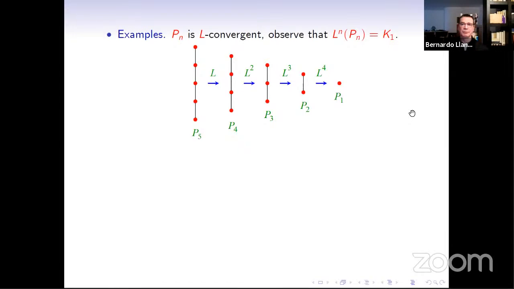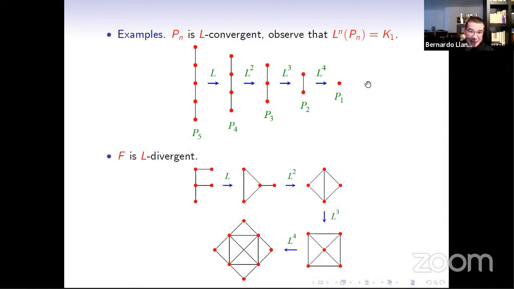For example, again, for the line graph, you can see that the paths are convergent because you can apply and apply and apply n times the L operator, and you get P1 or K1. You have one vertex. And it means that after that, you have the same one vertex, one vertex, one vertex. Okay, this is an example.